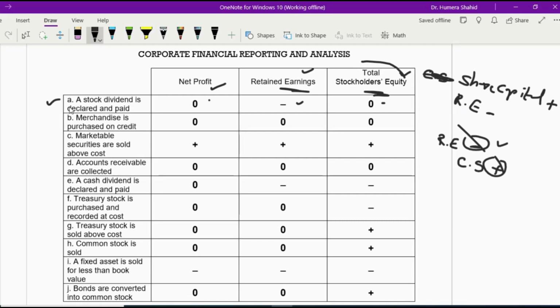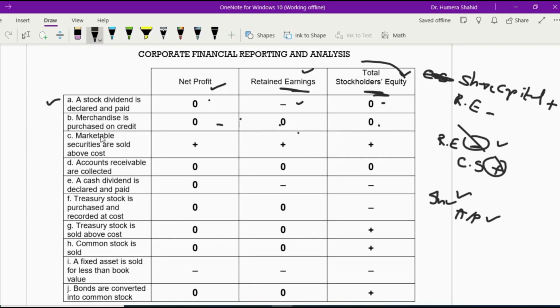The second one is merchandise is purchased on credit. When you do the purchases on credit, inventory gets debit and accounts payable gets credit. Inventory is an asset, accounts payable is a liability, so none of these accounts is going to be affected, right?